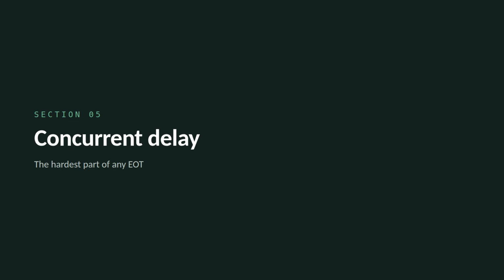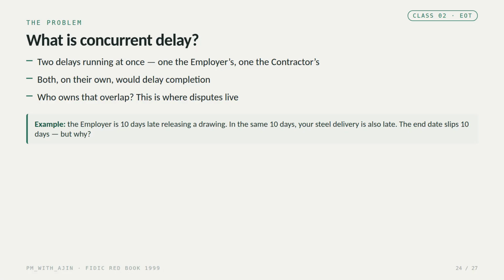Now for the hardest part of any extension claim: concurrent delay. What is concurrent delay? It's when two delays run at the same time, one caused by the employer, one caused by the contractor, and each of them, on its own, would have delayed completion. So who owns that overlap? That's exactly where the disputes lie.